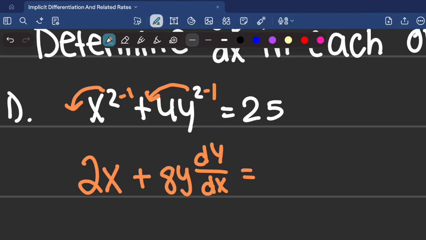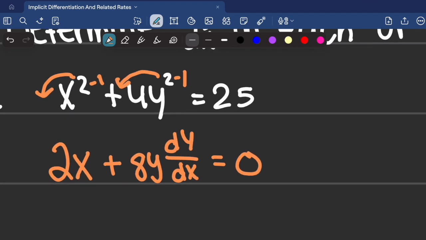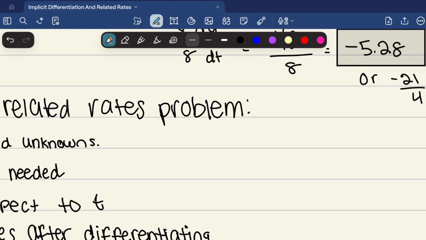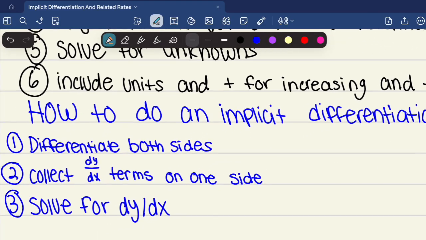Equals the derivative of 25. And the derivative of any constant is always going to be 0. So this is just 0. So we found the derivative of both sides of the equation. Let's take a look at our step 2.